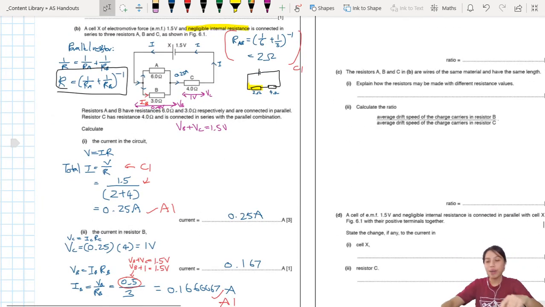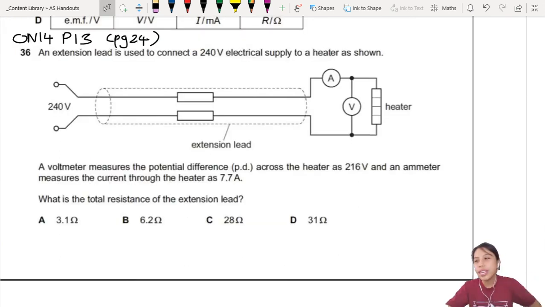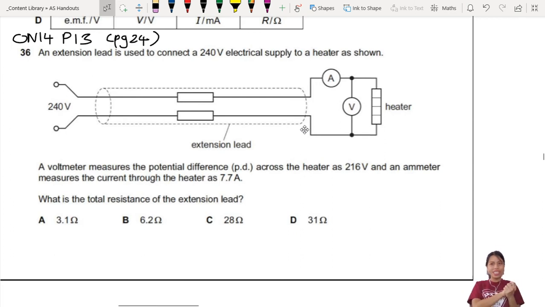Okay, let's look at some objective questions that are kind of strange. The first one is on page 24. Wow, look at this. It's pretty common to see really weird circuits like this. You're like, this is nothing like what we've seen before, miss. You can still do it. You just need to adjust a bit. Let's see what this is about first.